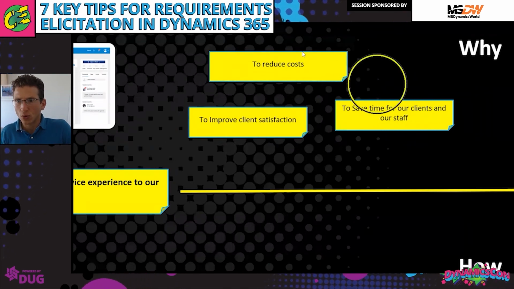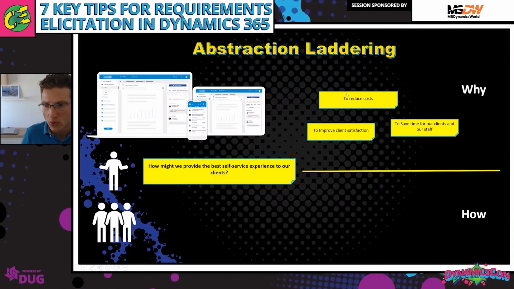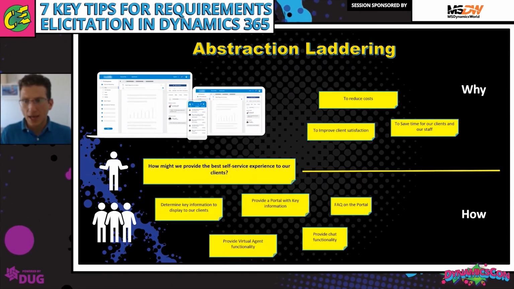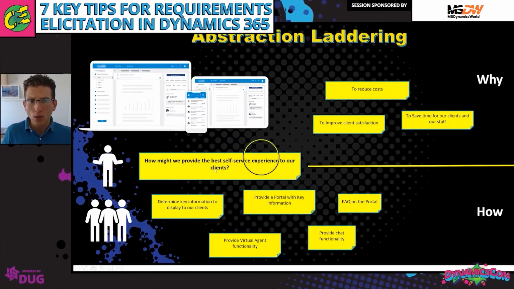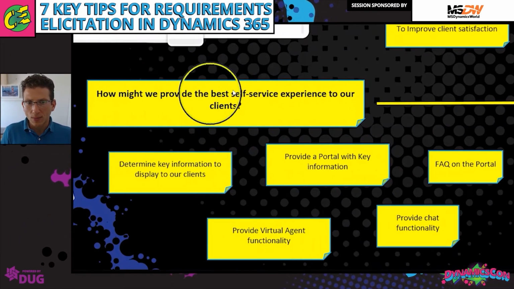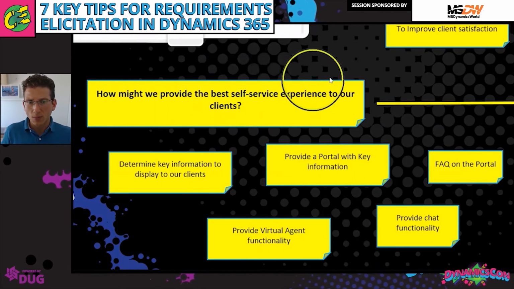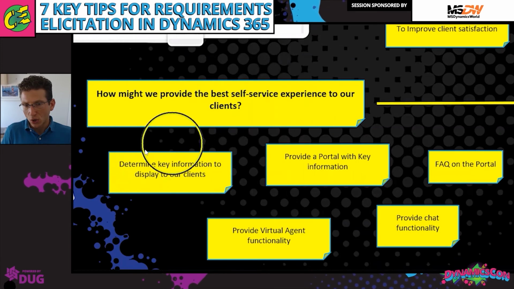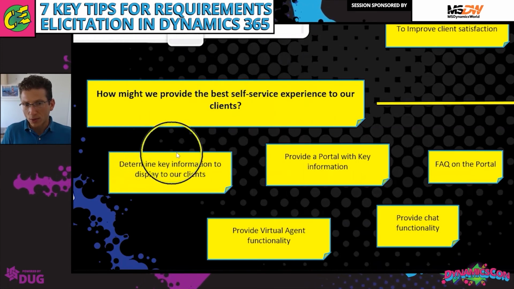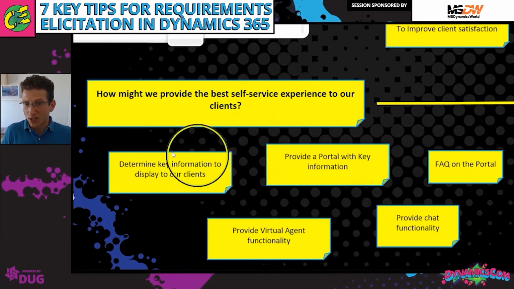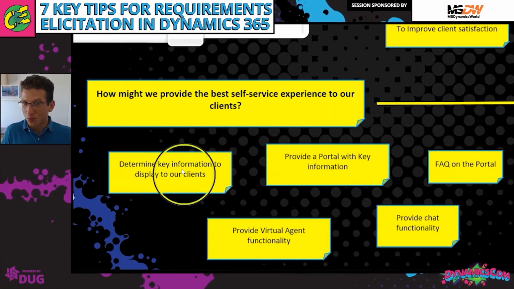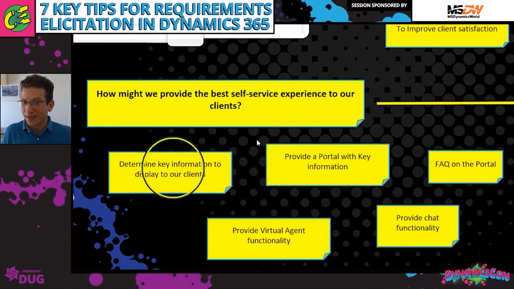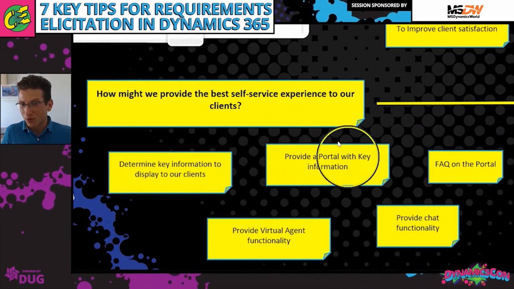So they all put sticky notes, and then they spent time on explaining the how. So how might we provide the best self-service experience to our client? Now, how are we going to do that? All right. So some of the stakeholders said, well, we need to determine the key information to display in our portal. So we need an internal work first to determine what information we want to display there. Some people said we need to provide a portal.